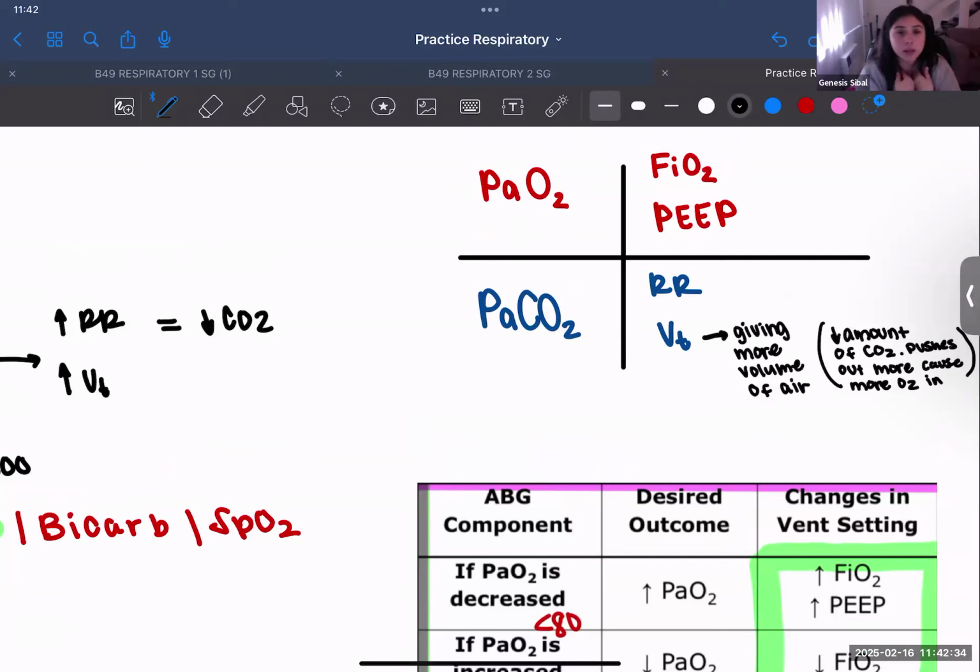So if I put more air into my lungs, something has to come out. So that's going to be CO2. So you have less CO2 because more O2 is in. And then PEEP. PEEP is not necessarily allowing more O2 in. It just allows for better oxygenation, remember, because you're keeping the airway open for longer. So that's why tidal volume and respiration rate are together. If you have to memorize it, then memorize it.